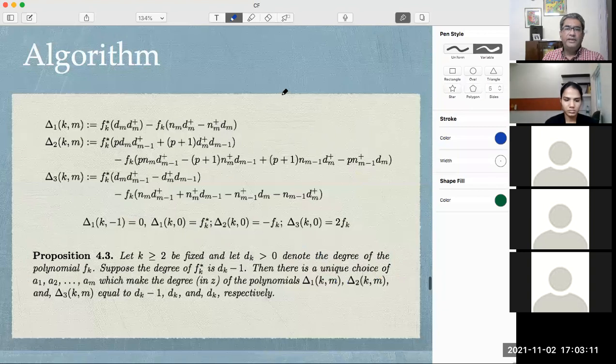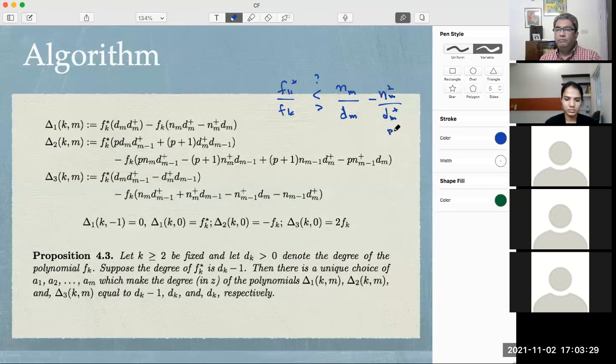There's some notation here. We have this Fk star over Fk, and we want to show it is less than or bigger than something. We had some GM, so we called it DM NM plus over DM plus. This plus was with P going to P plus 1. So just to simplify the notation, this is what it is.